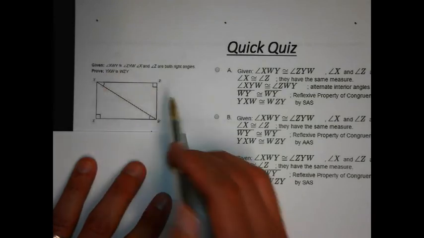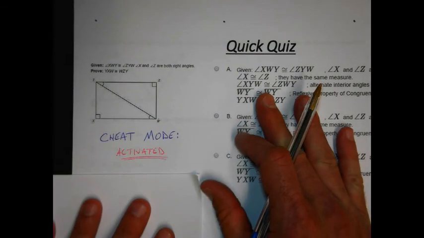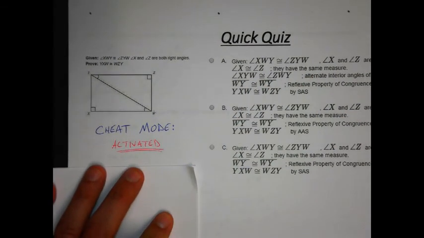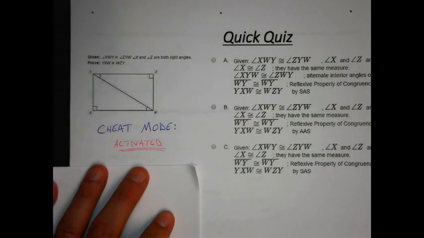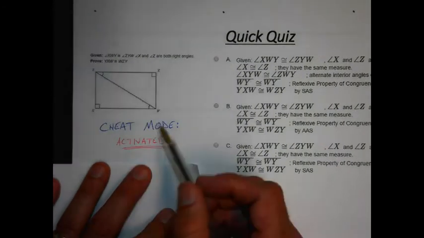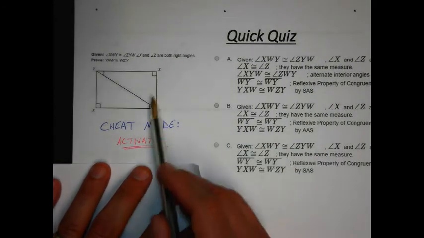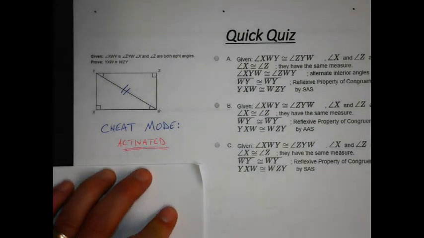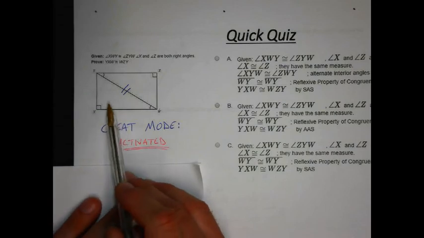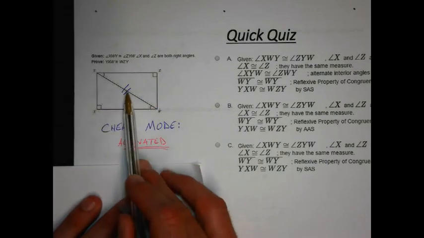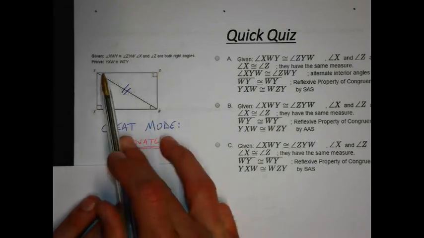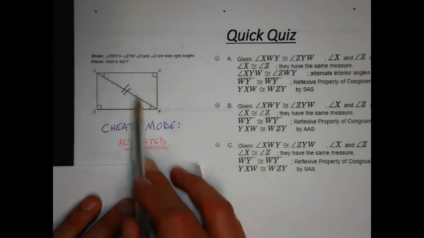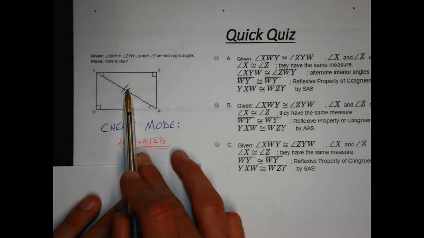How can we prove these two triangles congruent? Now, here's what I'm going to do. I'm going to activate cheat mode. How in the world are we going to establish this without writing a whole proof? Well, remember the reflexive property. WY is congruent to itself. We can totally establish that. Now look at the picture. We will have angle, angle, side congruence.